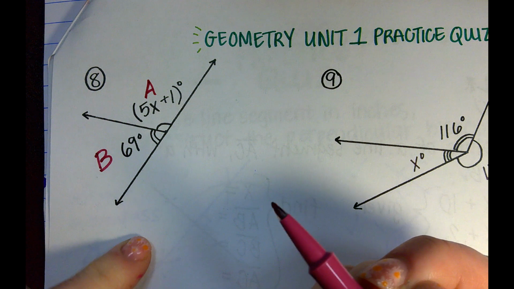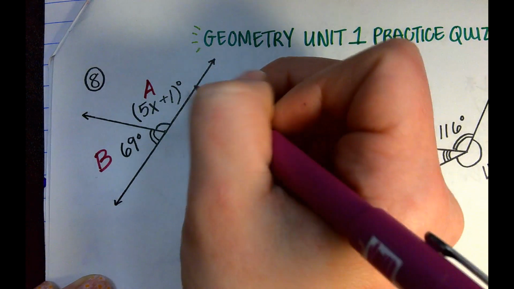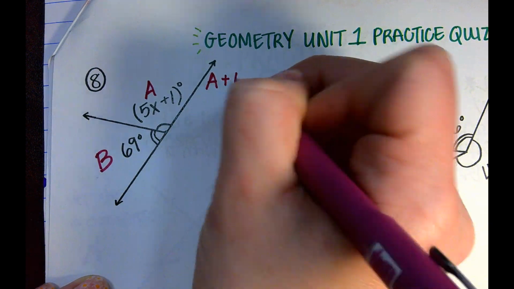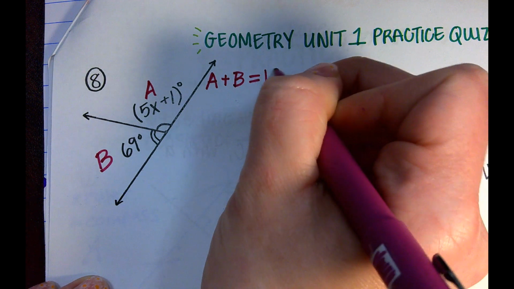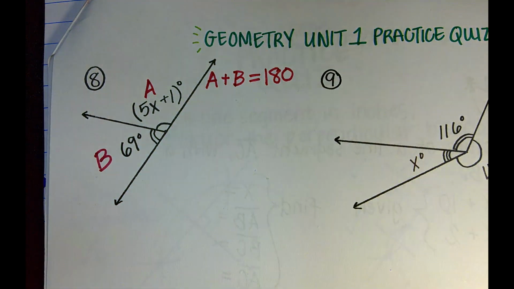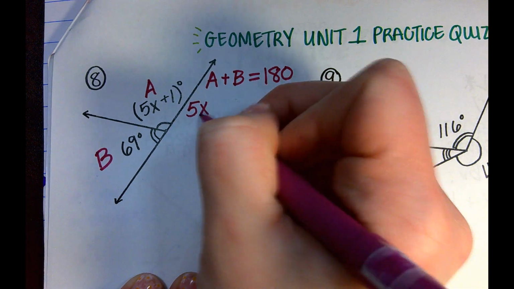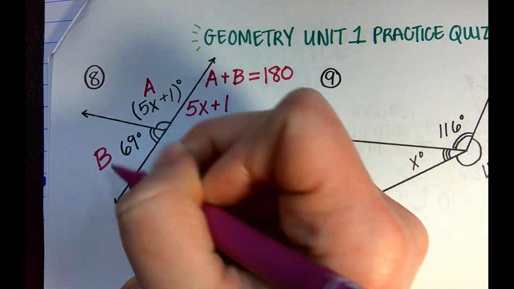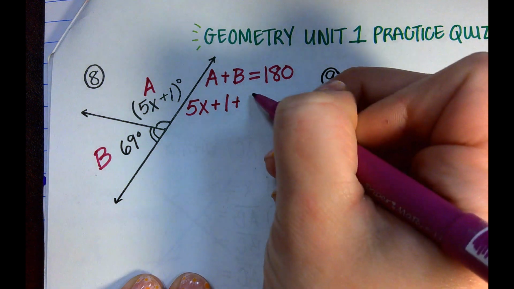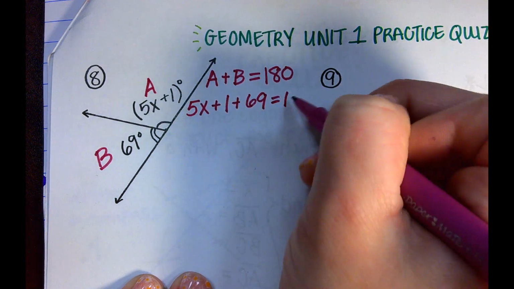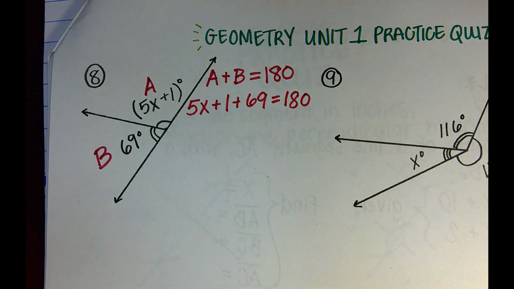So what would my equation be? A plus B equals 180. Yes, A plus B equals 180. Okay, so we've got that. Now what's my real equation going to be? 5x plus 1 plus 69 equals 180. Yes, 5x plus 1 plus B, which is 69, equals 180. Perfect.